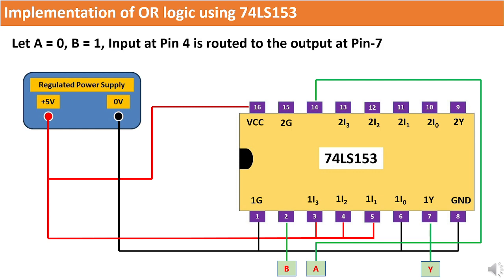Now, if we consider that input A is at logic low and B is at logic high, this causes 1I2, linked to pin number 4, to be chosen as the output. In this scenario, where the logic level at pin number 4 is high, the same high logic level will be present at the output of the multiplexer, in perfect alignment with the OR logic truth table.